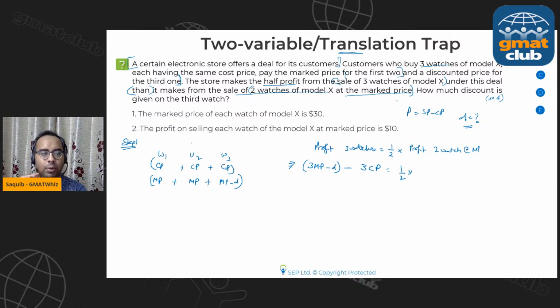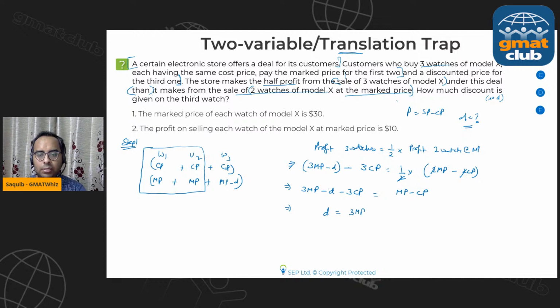So in this case, if I look at the 2 watches, if I sell 2 watches at MP, what is the profit that I'll make? Total selling price would be 2MP. Total cost price would be 2CP. Okay. So here I'm getting 3MP minus D minus 3CP. You can cancel out the 2's and get MP minus CP. Now you're looking for D. So keep D on one side and take everything else to the other side. So 3MP minus MP minus 3CP plus CP, which basically gives us D is equal to 2MP minus 2CP, or D is equal to 2 times MP minus CP.